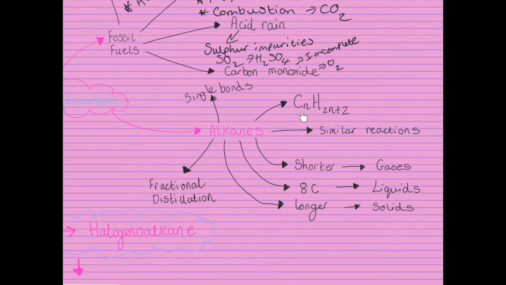They have the general formula CnH2n+2. They contain all single bonds, so it's carbon bonded to hydrogen and carbons bonded to each other. They undergo quite similar reactions, so when they burn quite regularly. The really short ones, shorter than 8 carbons, are gases. Then the ones that are about 8 carbons are liquids, and then the longer ones are solids.